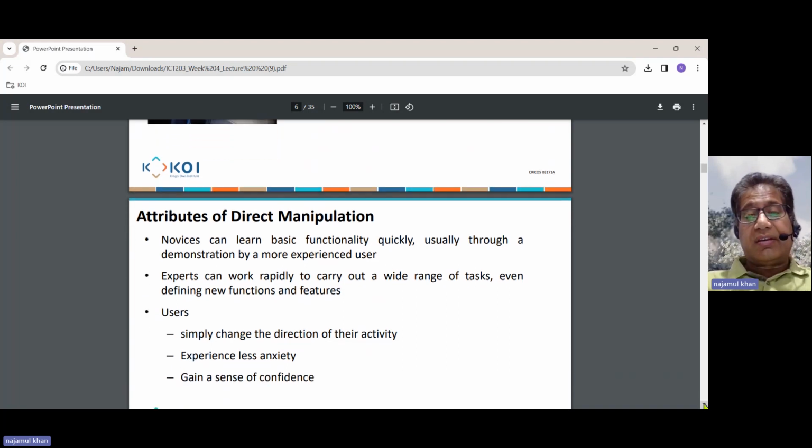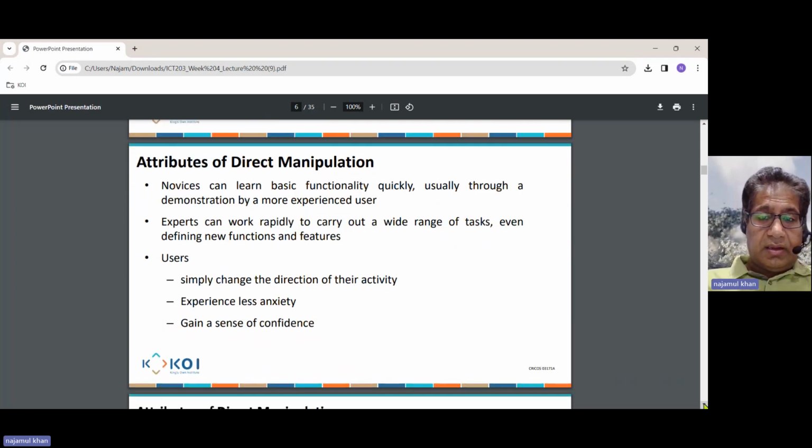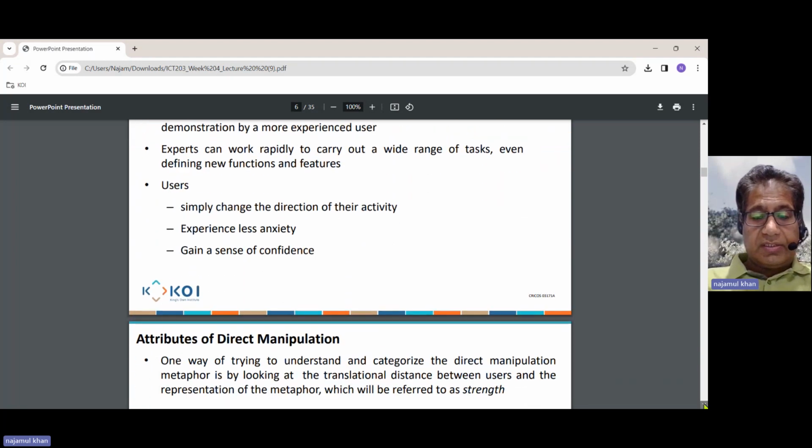Users will simply change the direction of their activity. They will experience less anxiety. They will gain a sense of confidence and involvement. This is very important. When novice users are learning, it is important that they are given the right directions and instructions, and that way they enjoy learning and they make good progress. That gives them confidence, gives them trust in the system, and ultimately gives them enjoyment. That's what we're talking about here. So it's important in that sense as well.